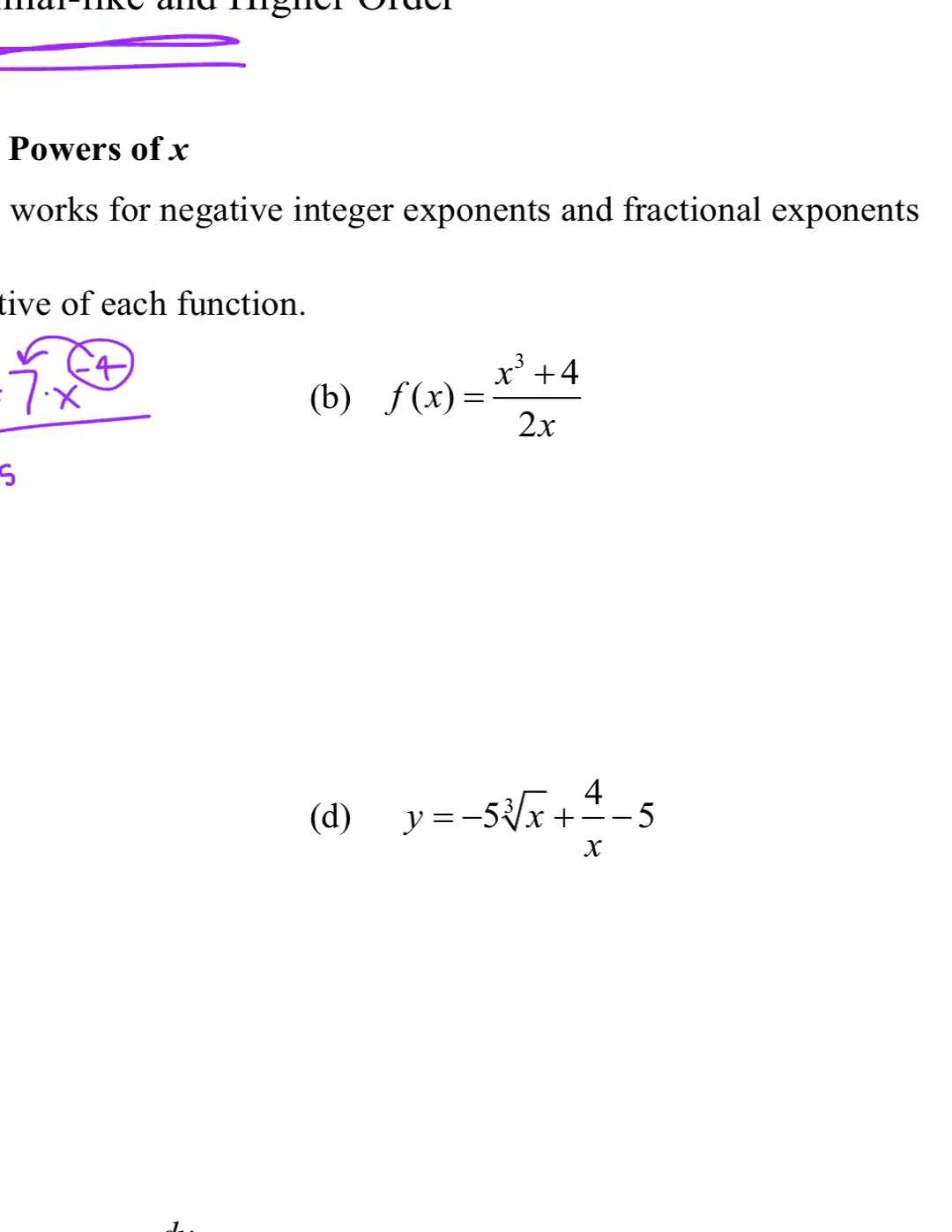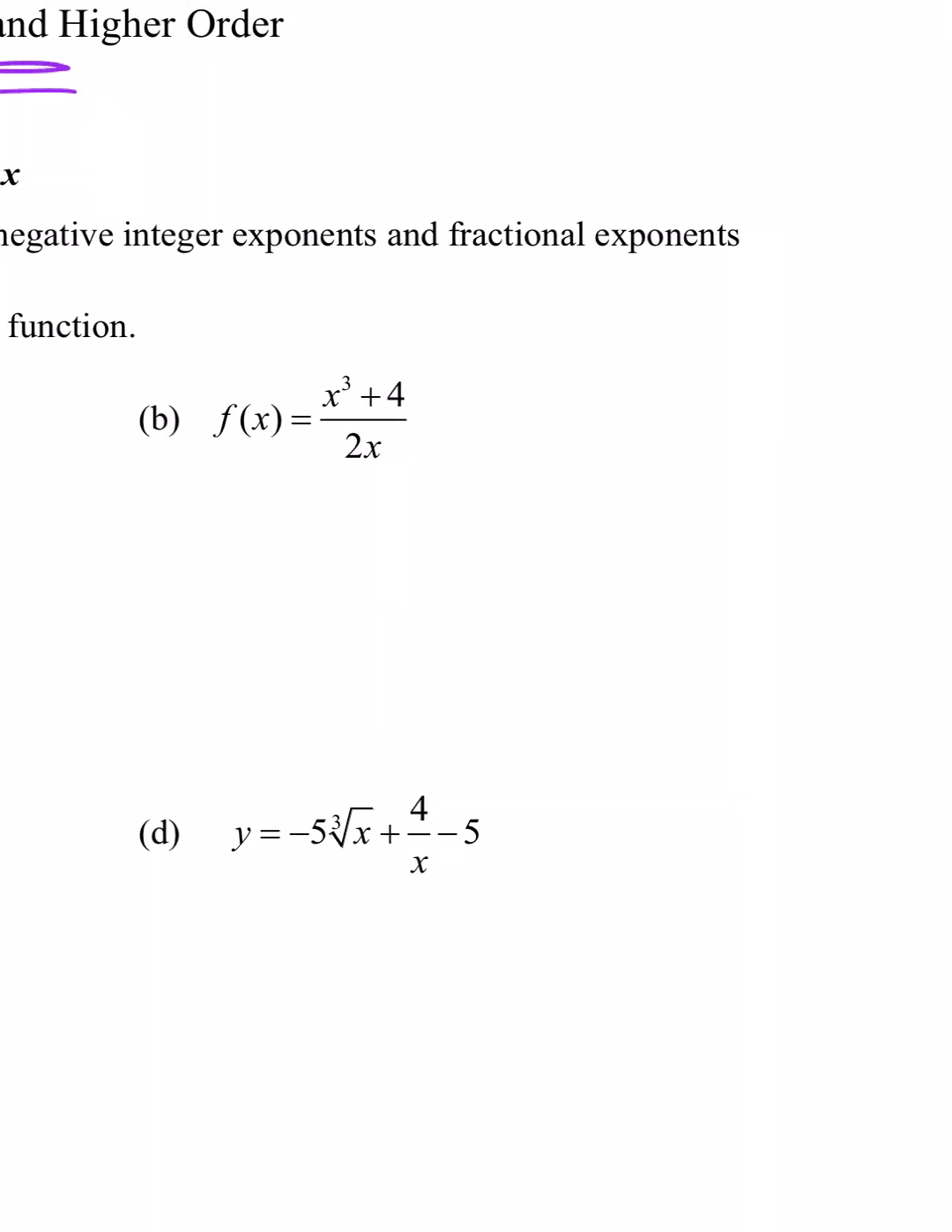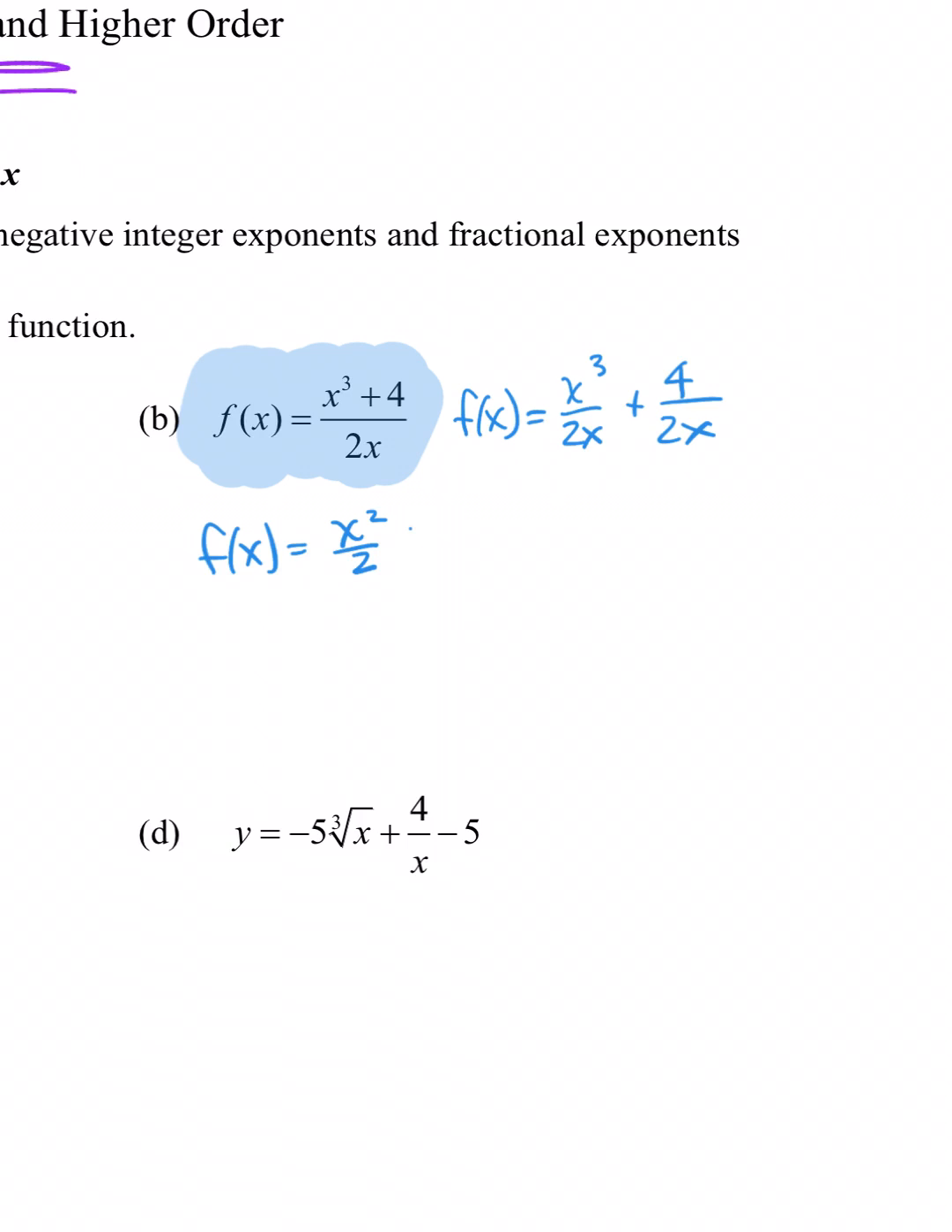Okay, so let's try B. Again, let me highlight the one I'm doing. The first thing I want to do to this function is rewrite it because it's not a polynomial. But I can rewrite it as x to the third over 2x plus 4 over 2x. Now, both of those fractions simplify. So let me simplify both of them, making the first one x squared over 2 and making the second one 2 over x.